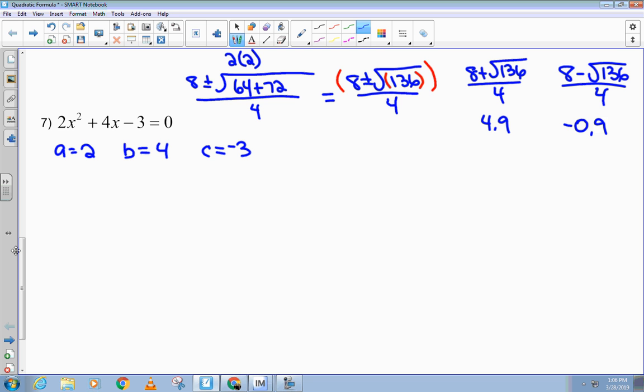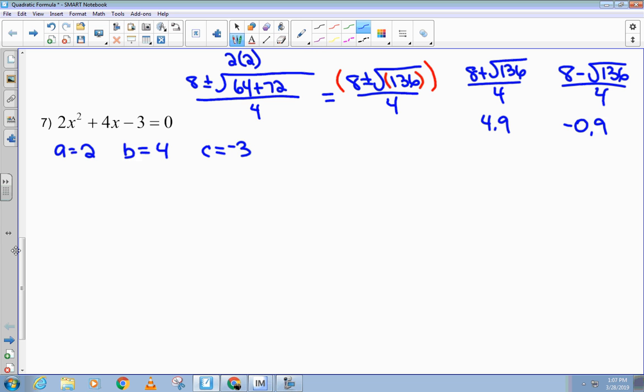Now, if it were me, I would try to do the factoring thing. But in this one, if I did my A times my C, my product would be -6. And my sum would be 4. There's nothing that's going to multiply together to give me -6 and add together to give me 4. So this is going to be what tells you that you've got to use the quadratic formula.